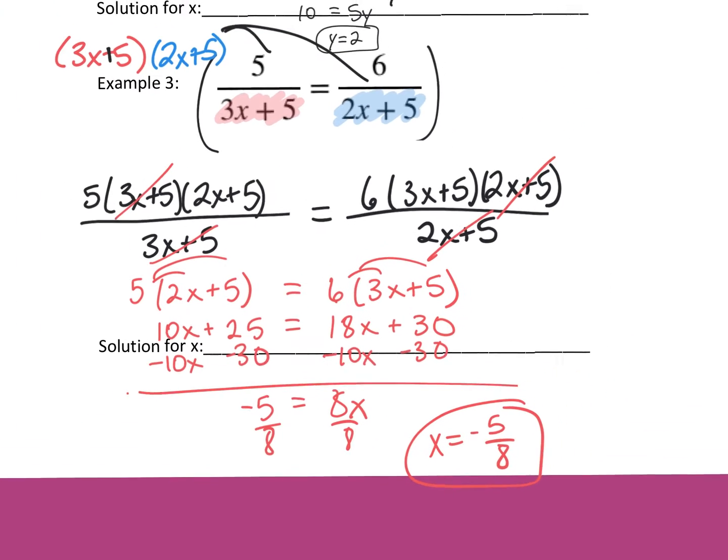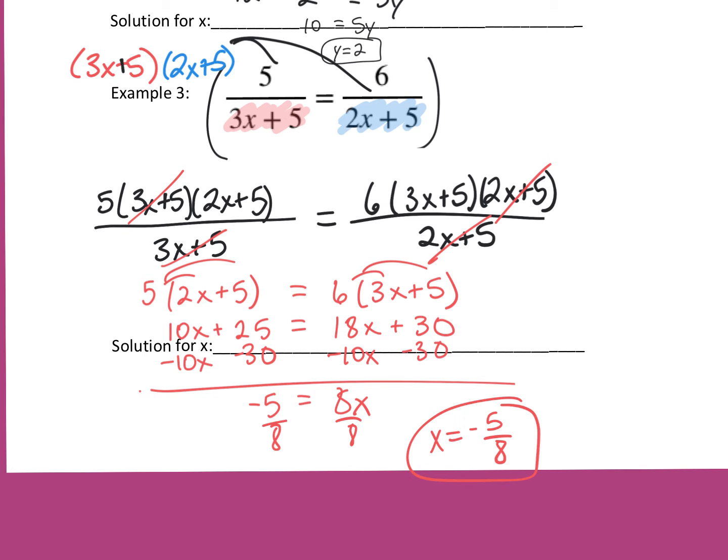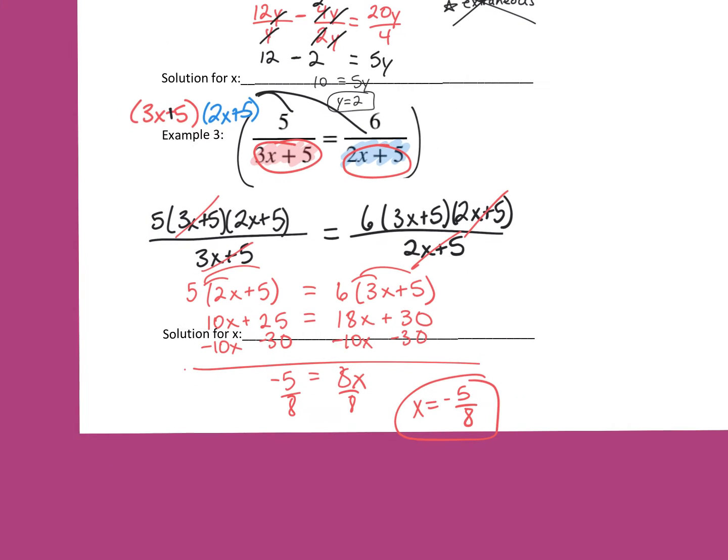All done. I would go and I would try extraneous solutions on that one. I'd go try to plug in negative 5/8 for both those, but neither one's going to be 0. So we'll go ahead and move on from there. Any questions on that, though? Everybody see how we did that? Okay, cool.